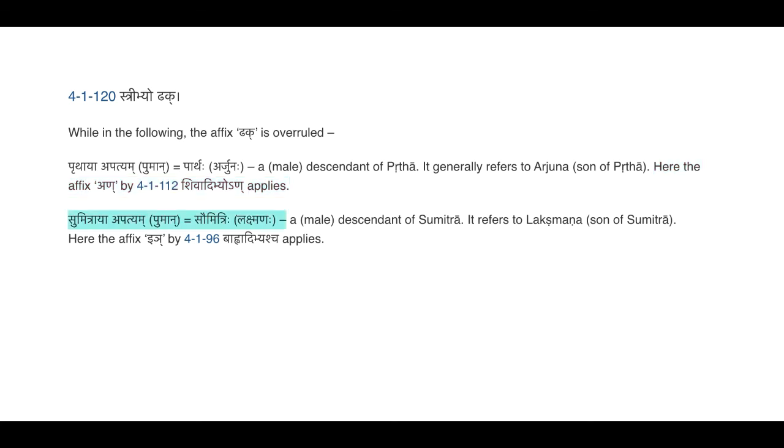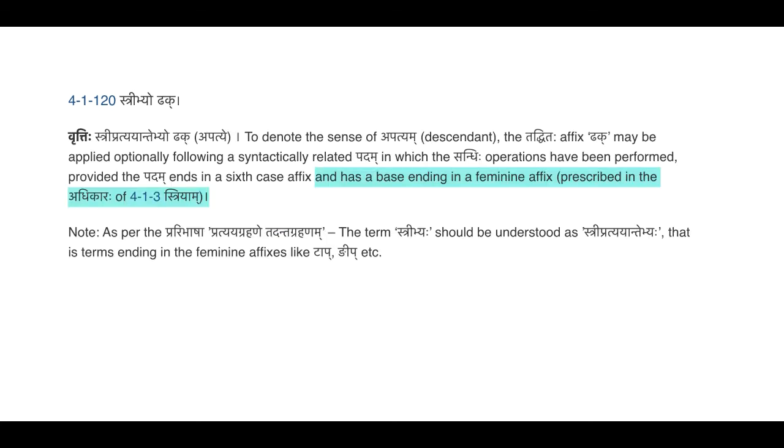Similarly, Sumitraya apatyam puman Saumitrihi Lakshmanaha, male descendant of Sumitra, generally refers to Lakshmanaha. Here the affix in prescribed by the Sutram 4.1.96 Bhavvadibhyascha applies because the term Sumitra is specifically listed in the Bhavvadi Ganaha. Okay, so this is how this Sutram Stribhyo Dhak works.